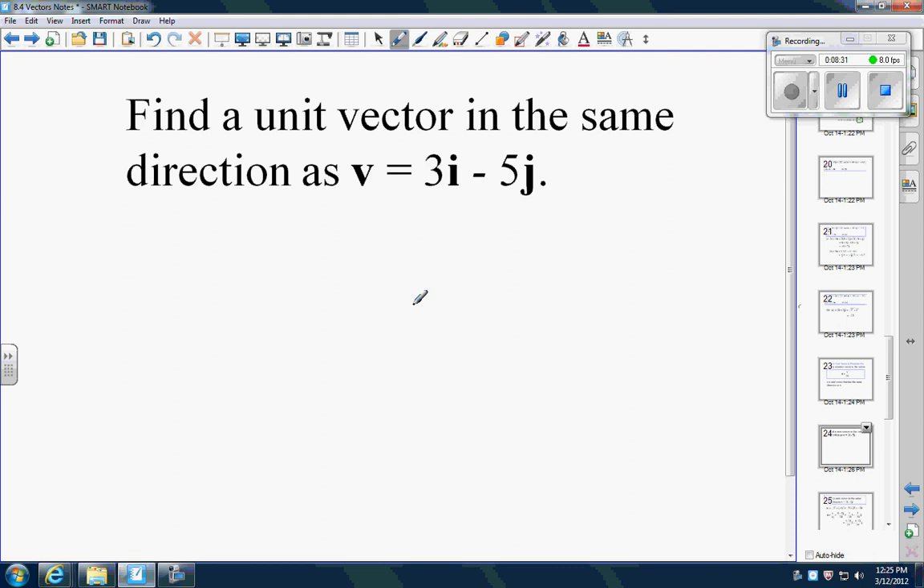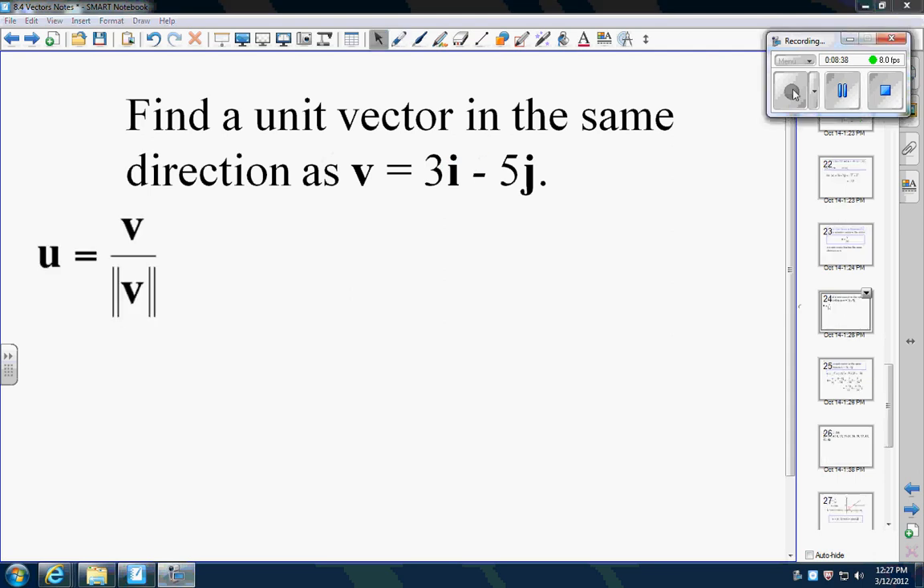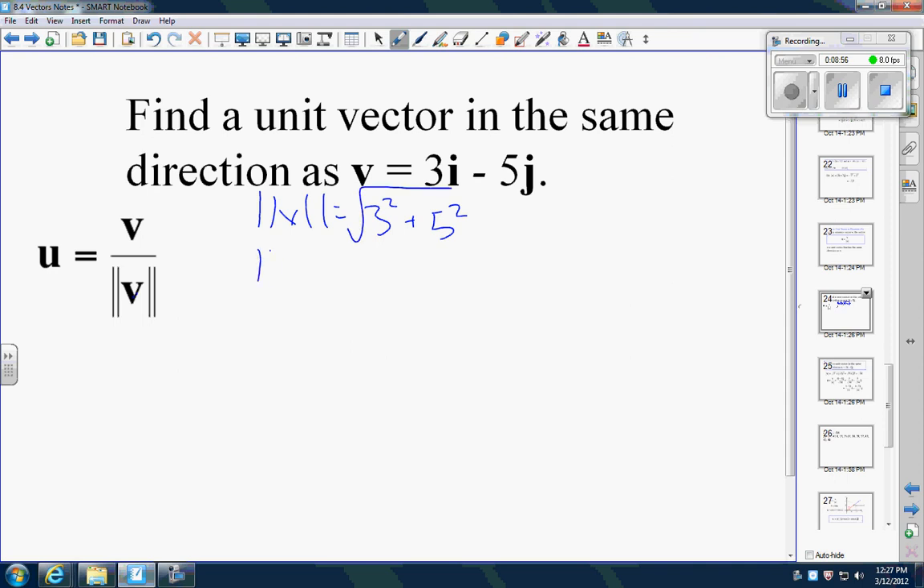Okay, so here's what we want to do. Find a unit vector in the same direction as v equals 3i minus 5j. So here's all we got to do. Start down here, find the magnitude of v. Okay, I'm not even including the negative 5 there, because negative 5 squared will be positive 25. So literally just do this, ignore the signs. Okay, you found the magnitude of v to be square root of 34.